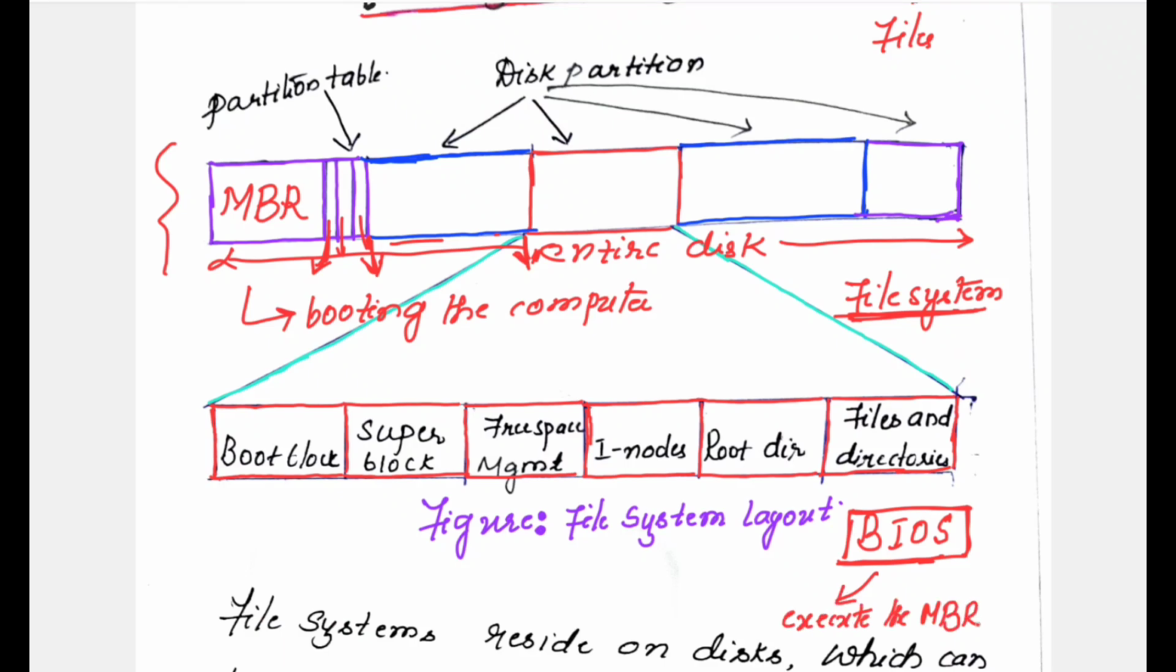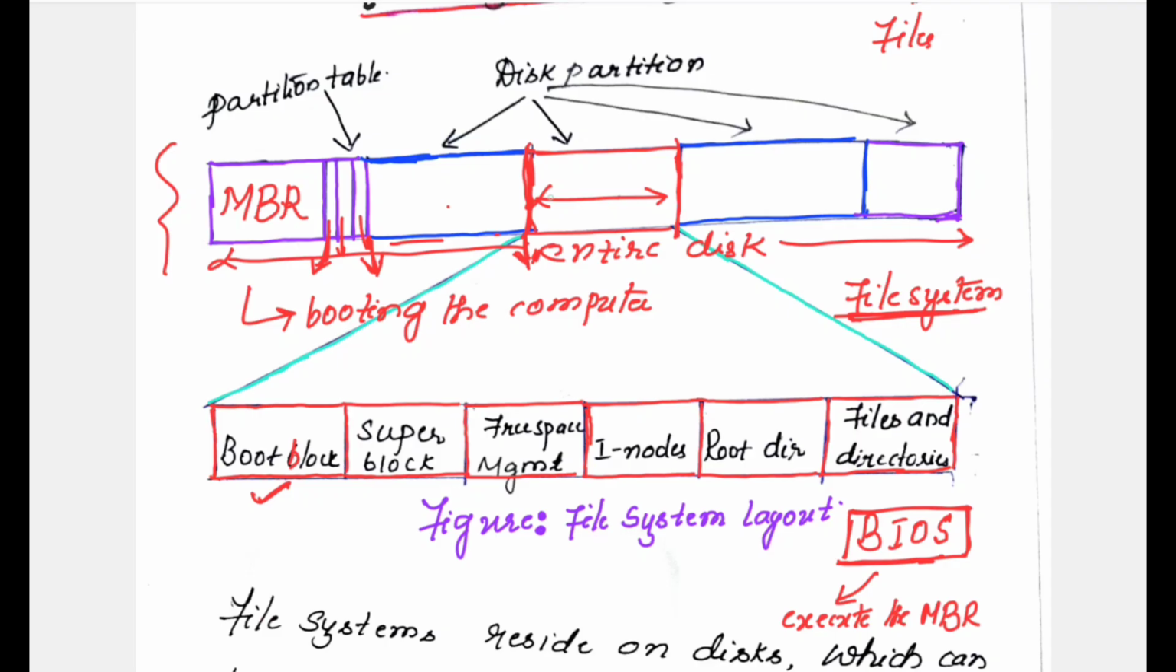The MBR has to locate the active partition, because out of all these partitions only one partition is active at a time. The MBR will first read the active partition and try to read its first block. What is the first block? The first block is the boot block, and the boot block will load the operating system stored within that partition. The boot block holds a program, the boot program, which loads the operating system stored within that partition.